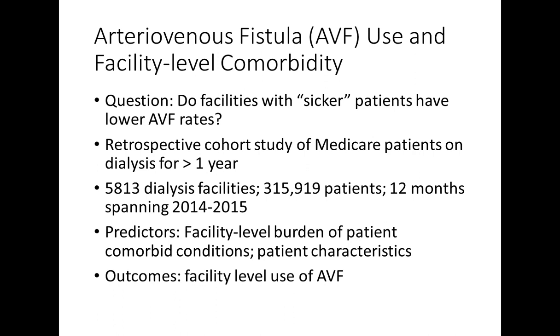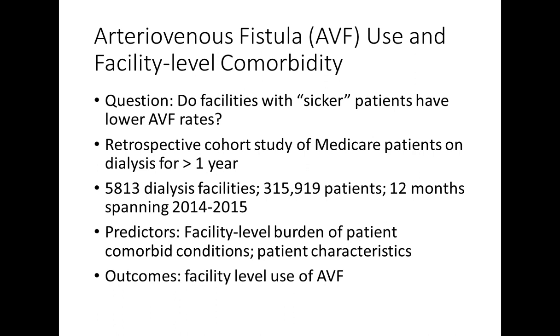But if it's true that dialysis facilities that have patients with more comorbidities have lower fistula rates, then we might expect to see some graded relationship such that facilities with healthier patients should have higher fistula rates and lower catheter rates. So we decided to test that hypothesis by evaluating patients who've been on dialysis for over a year, and we looked at the type of vascular access related to the number of comorbid conditions that they had. And then we rolled this up to the dialysis clinic level, and we looked at over 5,800 dialysis facilities in the country, which comprised over 300,000 Medicare patients.